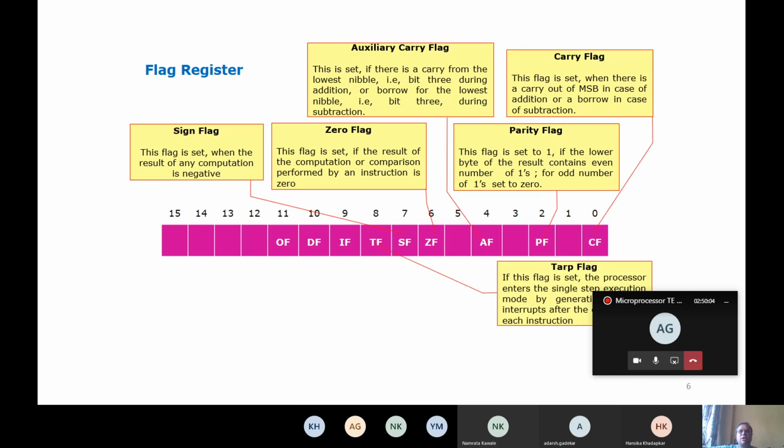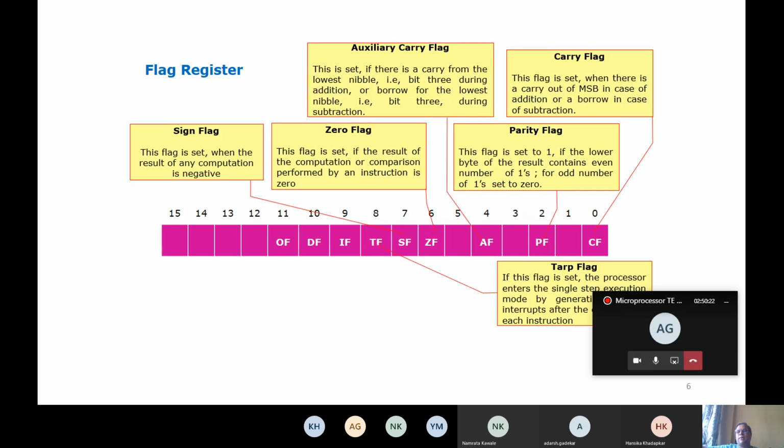The next flag that we will discuss is the trap flag. It is by mistake written as TARP. Correct it. It is TRAP, trap flag. There is a typing mistake. TARP nahi, TRAP, trap flag.